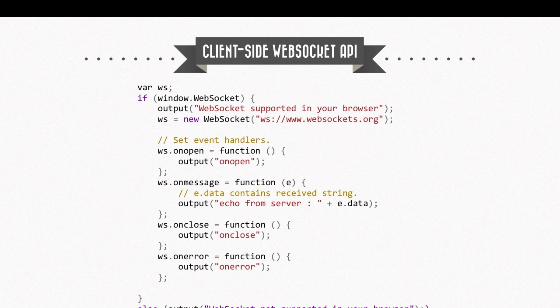If you would like to prevent or secure your endpoint, you need to check the origin property inside the HTTP request. In the next few slides, I will show you where you can get this information from the request. So let's proceed with what's actually happening when you create a new WebSocket object, and what's happening next.